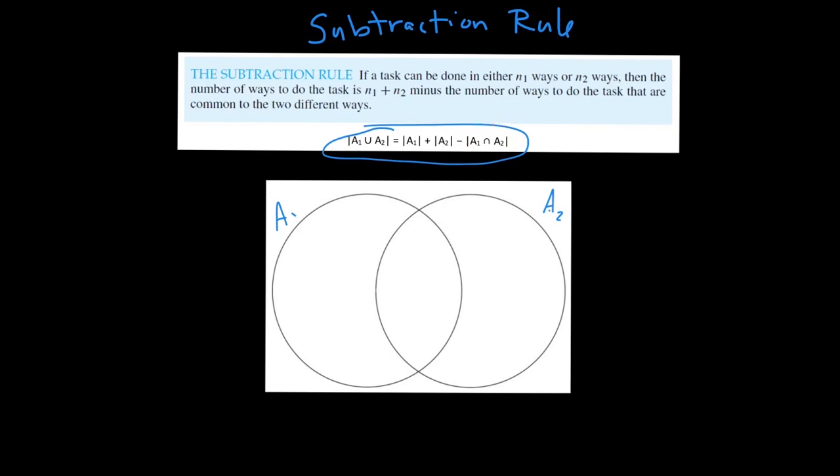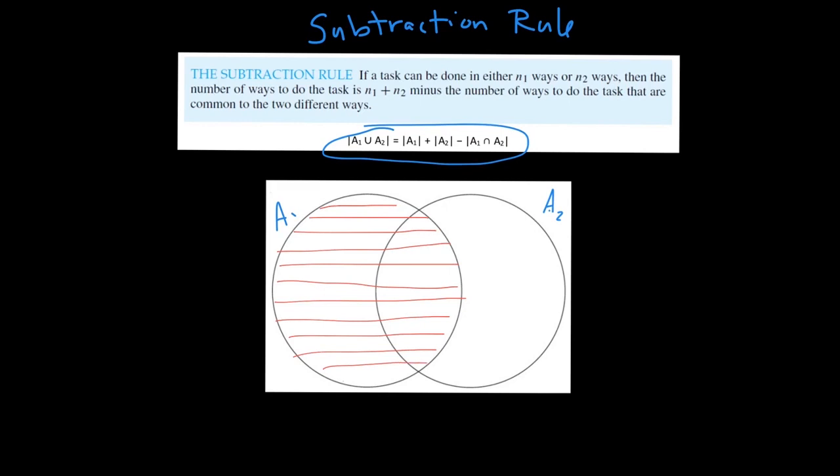It's equal to the cardinality of A1 plus the cardinality of A2 minus the cardinality of the intersection. So let's see why that has to be the case. I'm going to go ahead and color A1 red this time. So I'm going to count all of the ways to do this thing that are in A1. Drawing these red horizontal lines means I'm counting all of the elements of A1.